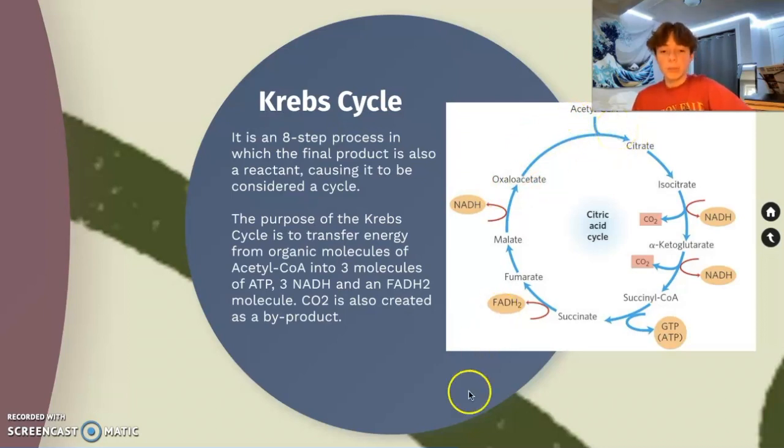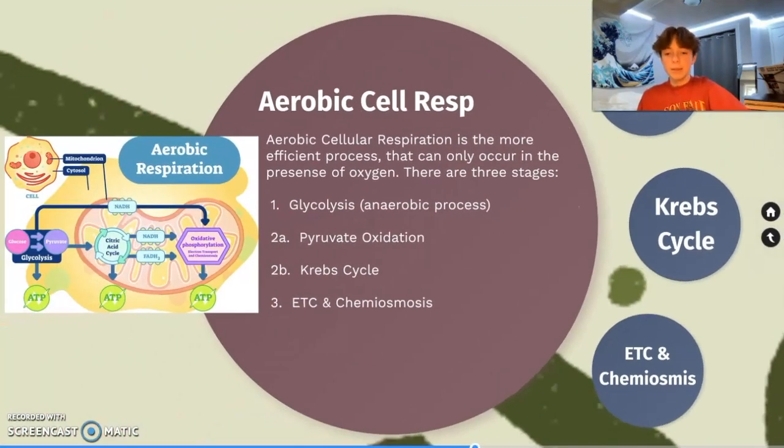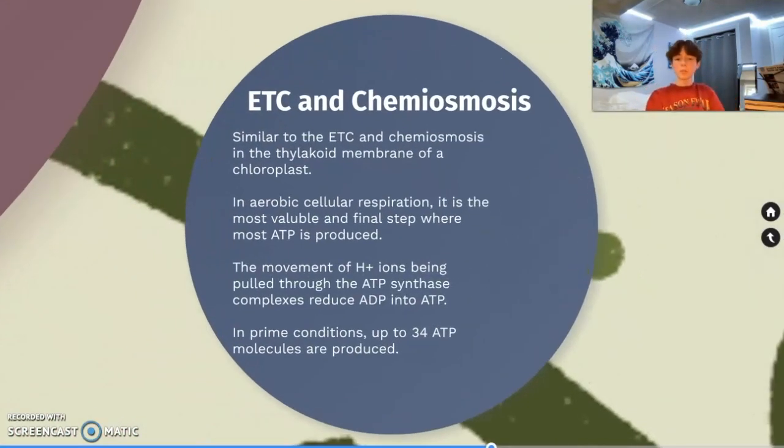So that's the Krebs cycle, and moving on to the ETC and chemiosmosis. The electron transport chain and chemiosmosis of cellular respiration are actually very similar to the ETC and chemiosmosis from photosynthesis, although they occur in aerobic cellular respiration, and it is the most valuable and final step where most ATP is produced. The electron transport chain is actually in the inner membrane of the mitochondria this time, and not the thylakoid membrane of the chloroplast, because, as mentioned before, the organisms that perform cellular respiration actually do not have chloroplasts, as they only occur in plant cells.